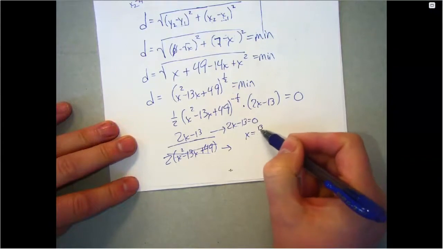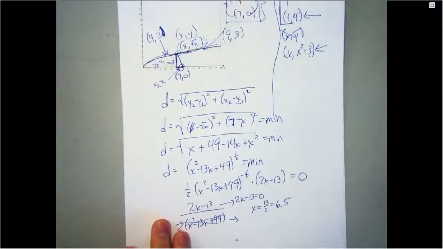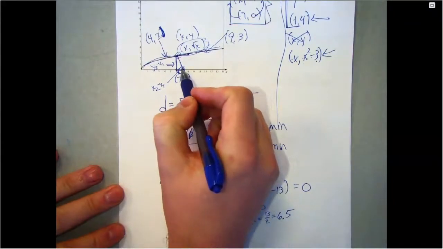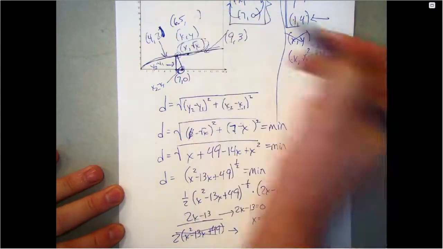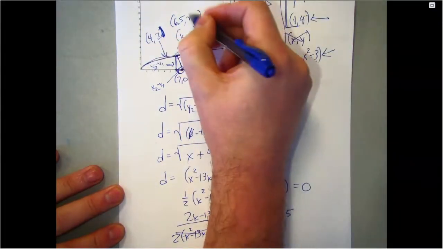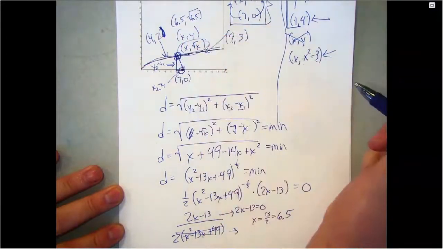13 over 2, which is 6.5, which makes a lot of sense to me. I'm just looking at that graph. You know, this is at 7. Now I'm saying the x value is 6.5, and what's the y value going to be? The square root of 6.5, which I don't know what that is. But by that point, it's probably somewhere around right there, right?